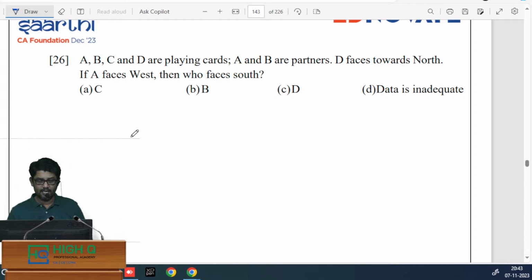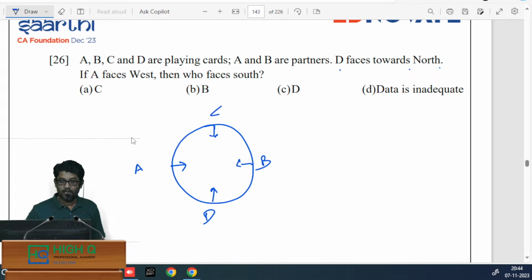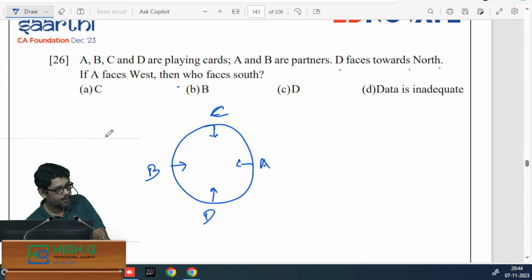Now, A, B, C, D are playing cards. The meaning of playing cards is they are sitting on a round table. A and B are partners. That means they are facing each other. D faces towards north. That means D is here. A and B are partners, so C has to be here. Now, if A faces west, A is here, B is here. Who faces south, my dear? C is facing south. Correct?